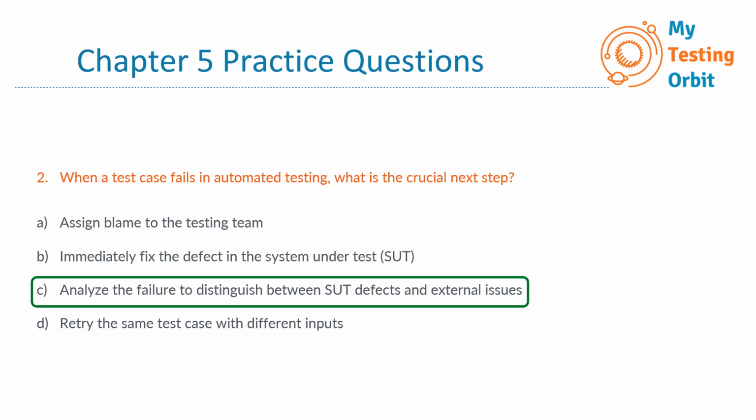Then let's have a look at option D, retry the same test case with different inputs. This one is incorrect because retesting is a common practice in software testing, but simply retrying the same test case with different inputs may not address the root cause of the failure.